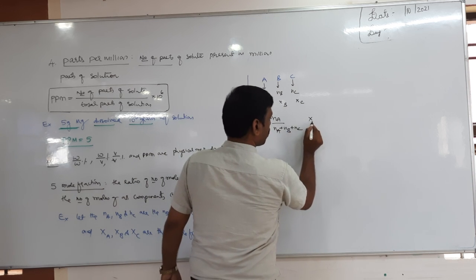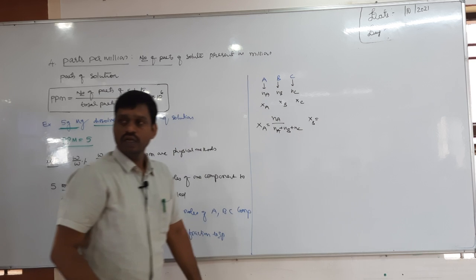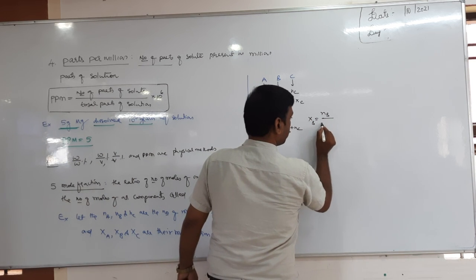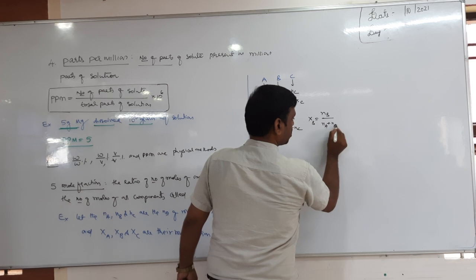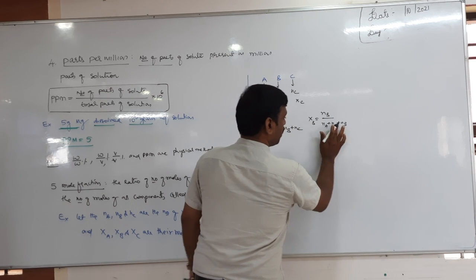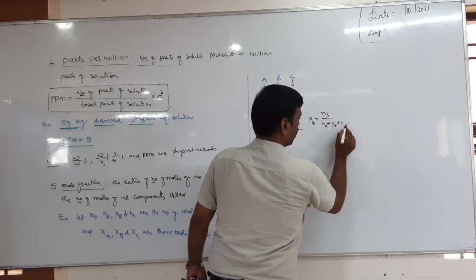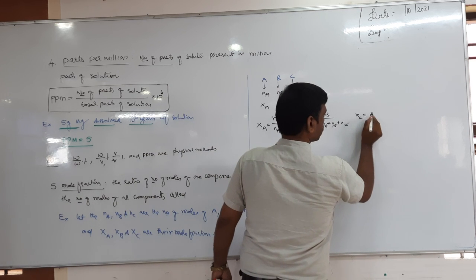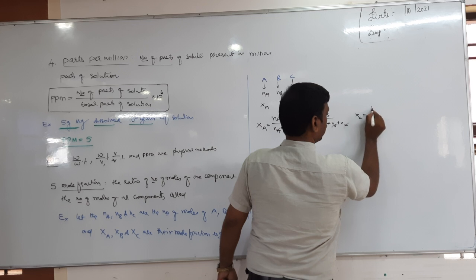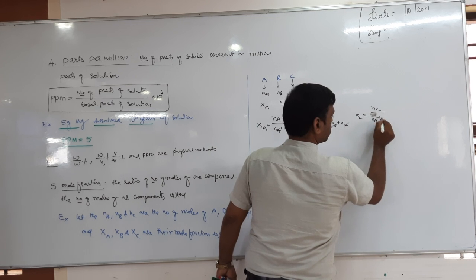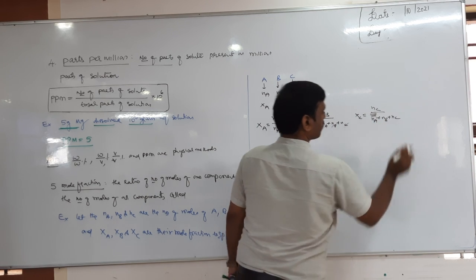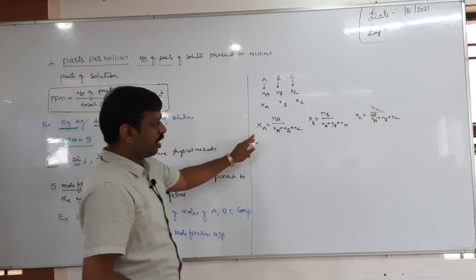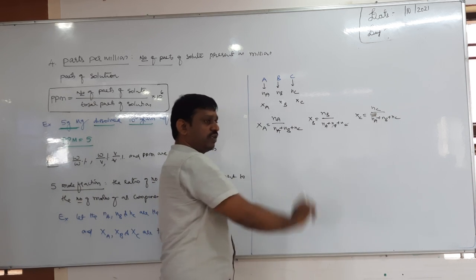Next, Xb equal to number of moles of B divided by Na plus Nb plus Nc. Next, what is Xc equal to? Xc equal to Nc by Na plus Nb plus Nc. Okay, so therefore the mole fractions of A, B, C components are respectively this.